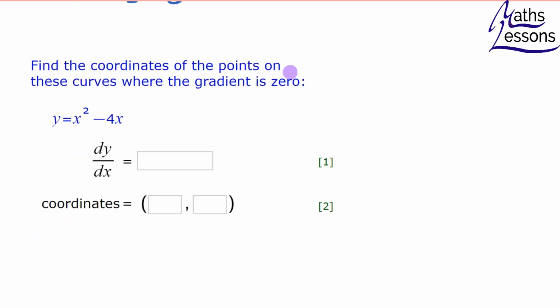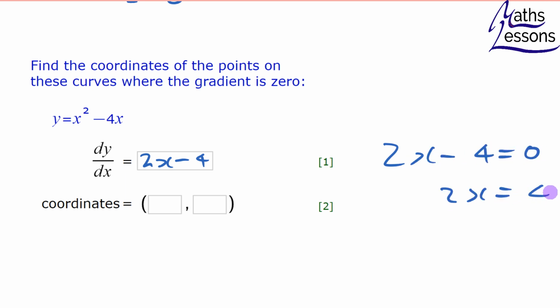Find the coordinates of the points on these curves where the gradient is 0. Well, I'm just going to do one of these examples and then jump ahead, okay, because I want to keep this video reasonably short. So first of all, differentiate. So I differentiate and I get 2x minus 4. Now I want to find where the gradient is 0. So I want to solve 2x minus 4 equals 0. So 2x equals 4. So x equals 2.